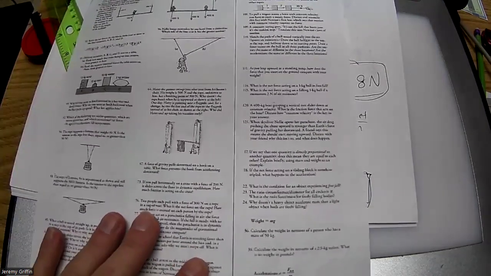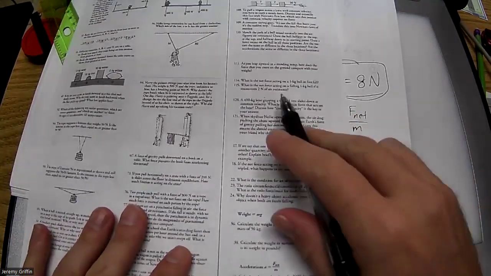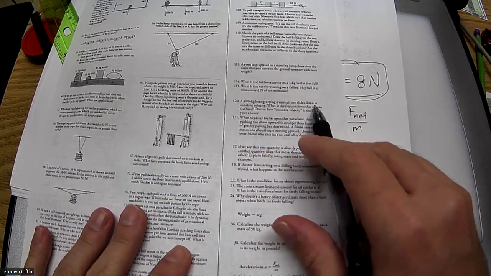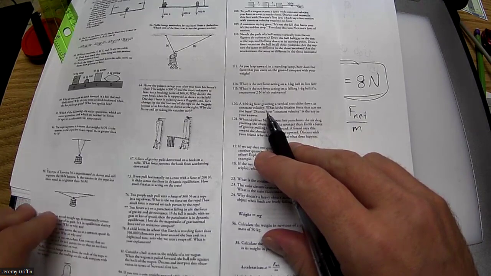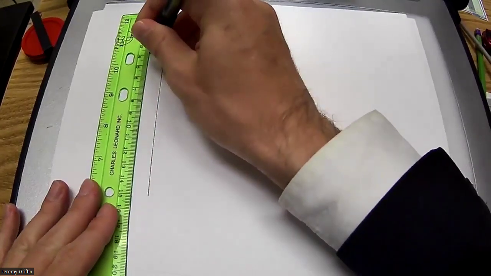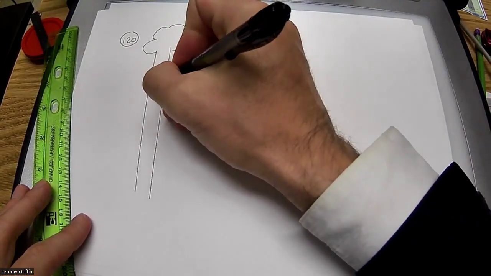120. A 400 kilogram bear is grasping a vertical tree, sliding down at constant velocity. What is the friction force that acts on the bear? Discuss how constant velocity is key to your answer. All right, let's do a free body diagram for the sliding bear. You guys draw a tree trunk. You guys draw a sliding bear.